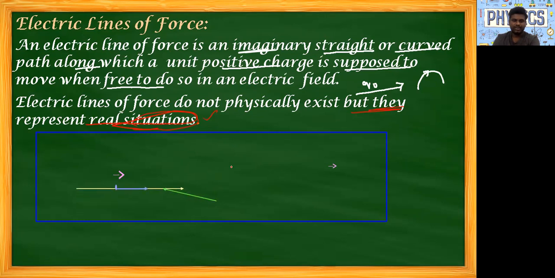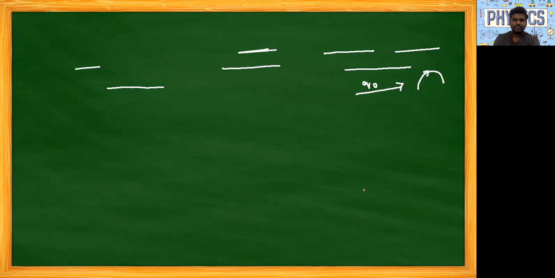So this is our straight line, and this is the direction of electric field, and this is our curved one, and this is the direction of electric field. Direction of electric field can be found by using the tangent drawn on a curved surface. We can get the electric field direction, and these two are our electric lines of forces. Okay, clear?